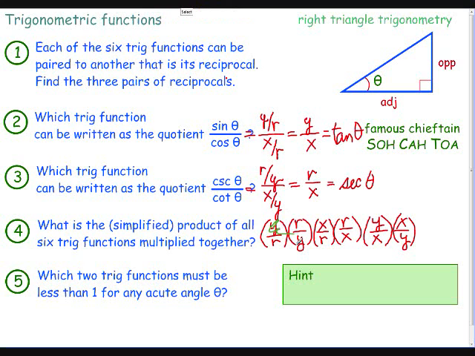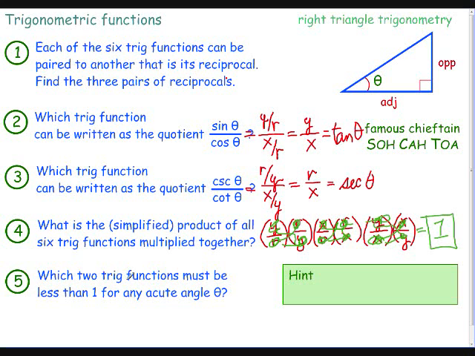Y over y is 1. R over r is 1. X over x is 1. R over r is 1. 1, 1, 1, 1. All those ones, multiply them together, you have 1. Pretty neat. Okay, the 5th question here might be a little trickier. I do have a hint ready if anybody wants to see it.